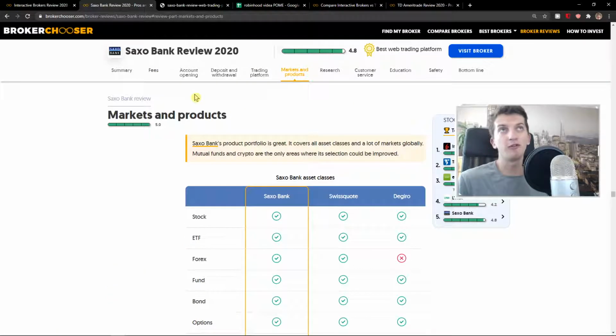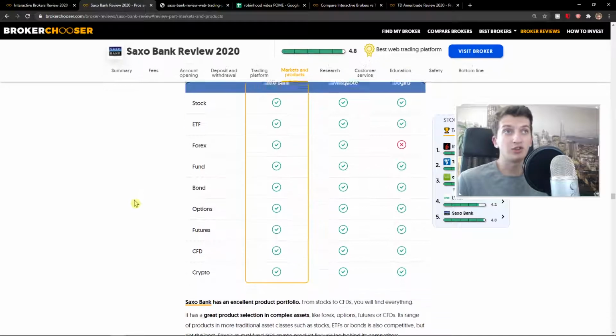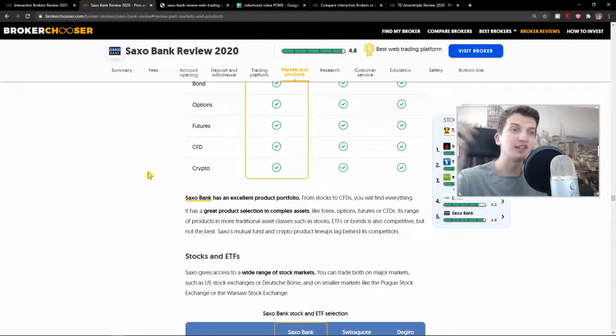The account opening on both of these brokers is all right. Interactive Brokers is a little bit slower, and their design for understanding information on their side is a little bit clumsy, I would say. Markets and products: both of these brokers have literally everything. They have everything from futures, Forex, to stocks and ETFs, but Interactive Brokers has many more products to offer.